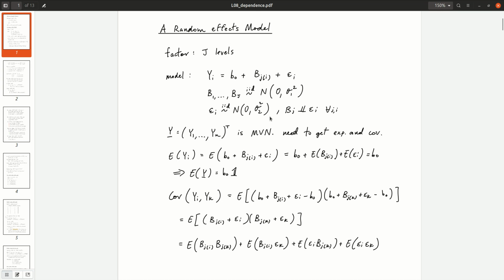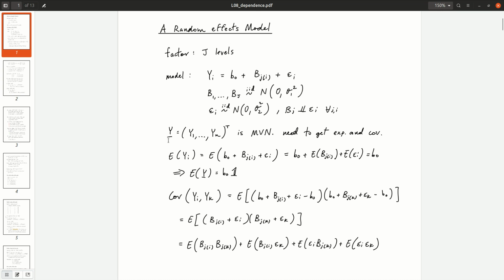And then we have the same assumption as usual on the epsilons. These are independent, normal, 0, sigma sub 2 squared. So we have to be a little bit careful about the notation here. We don't want to assume that this collection of random variables, these effects associated with the levels of the factor, have the same variance as the error terms. So we use a different symbol, sigma 1 versus sigma 2, for the standard deviations of those two distributions.